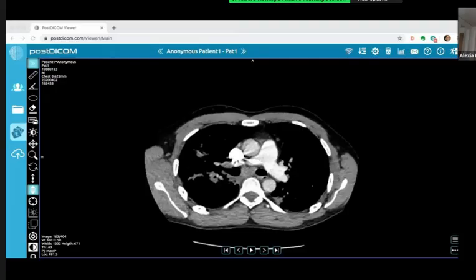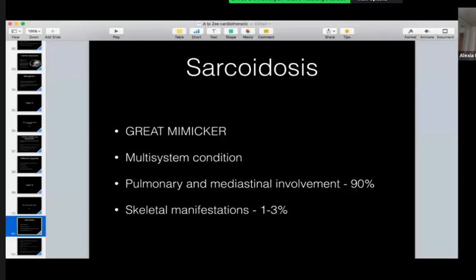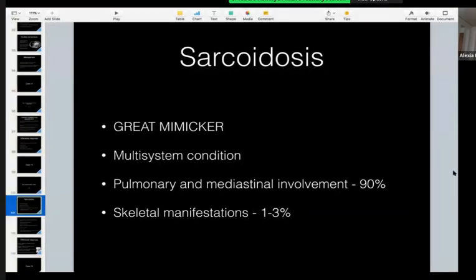Hold on, I'm just referring back to the presentation, which I will share with you now. Okay, so don't forget sarcoidosis is a great mimicker. And this patient's PET scan was reported as a stage 4 malignancy, actually. And then the EBUS clinched the diagnosis that this was sarcoidosis, not malignancy. So it's a multi-system condition, as you rightly said.